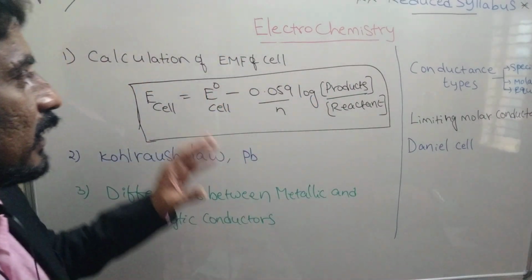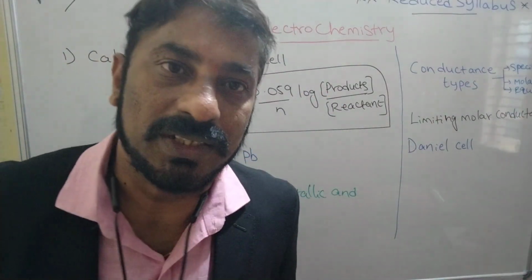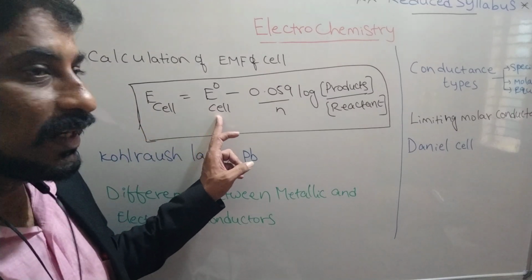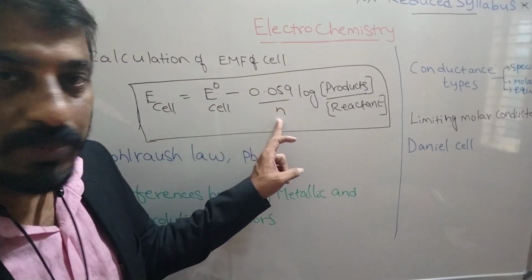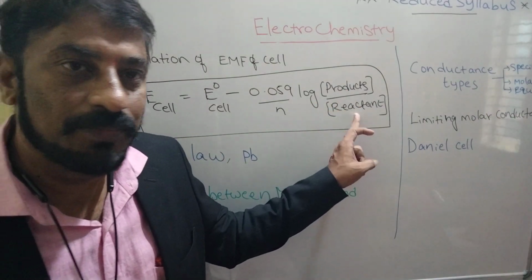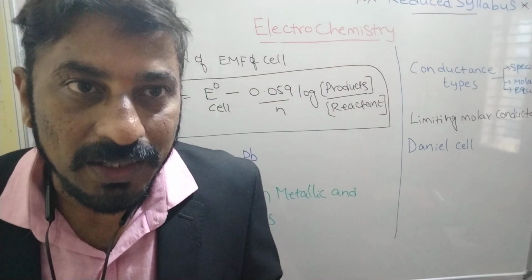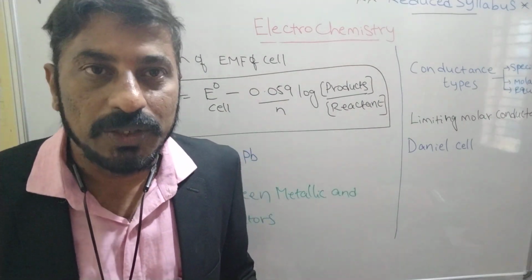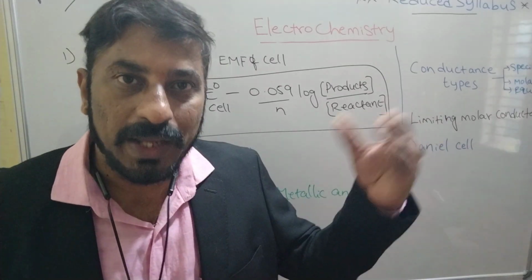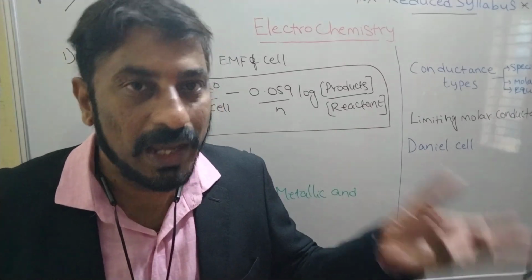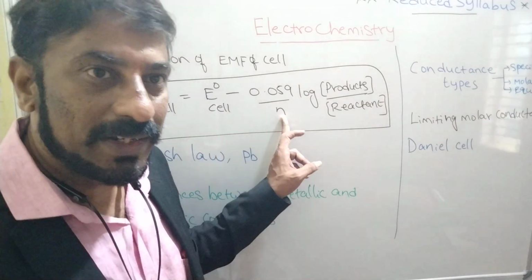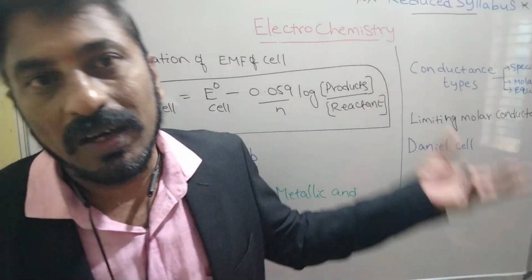EMF of the cell is calculated by using the Nernst equation. We know the Nernst equation: E cell is equal to E naught cell minus 0.059 by n into log of product concentration by reactant concentration. Here E naught cell is given directly. If it is not given directly, you use the formula E naught cell is equal to E naught cathode minus E naught anode, first calculate E naught cell, and then substitute here. n is the number of electrons consumed in that oxidation or reduction reaction.